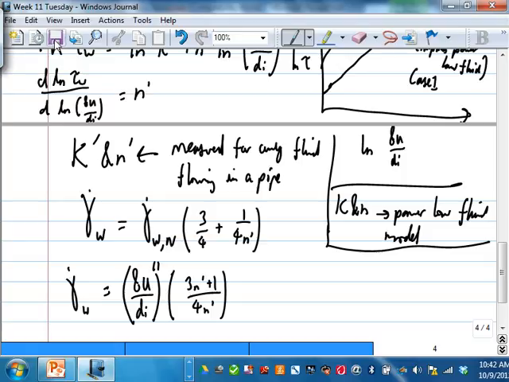So, I repeat, from earlier we can measure k prime and n prime. Alright? And we know k prime and n prime. And we know 8u over di. And here is just an n prime. We can actually know what the strain rate at the wall is. And we also know what the shear stress at the wall is. Shear stress at the wall, what is it?